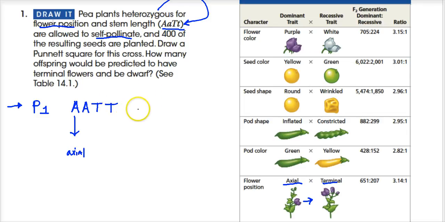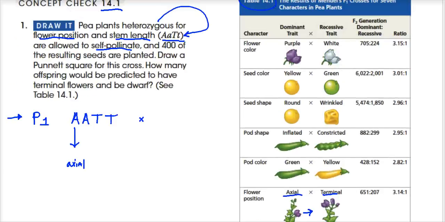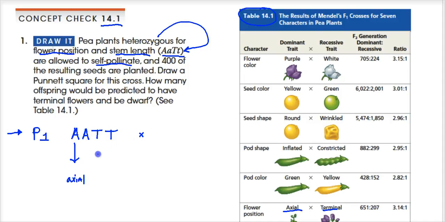Now, I'm going to cross this with another true breeding. Oh, I'm sorry, I didn't finish. I had AA, which means I had two dominant homozygous alleles for the axial position of the flowers. And TT: they told me that stem length is also involved here. So for stem length, I have to scroll down. I see stem length is tall, which is in the dominant position, and dwarf is in the recessive position. So they used T for the tall stem length.